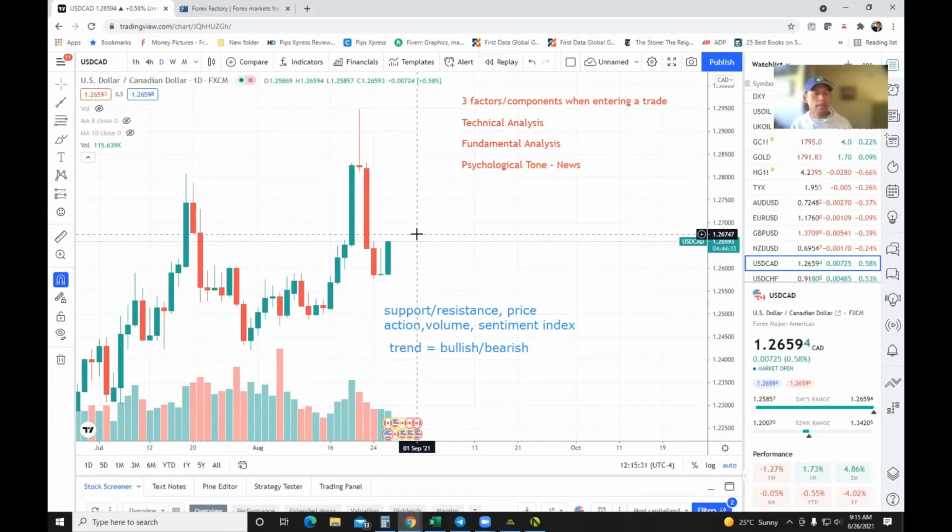Where the errors happen is from the emotional component and not enough evidence, because they're trading based on their own bias and what they see fit. That's why these three factors play a very, very big role. Technical analysis is only a very small portion. Fundamental analysis also plays a big role.